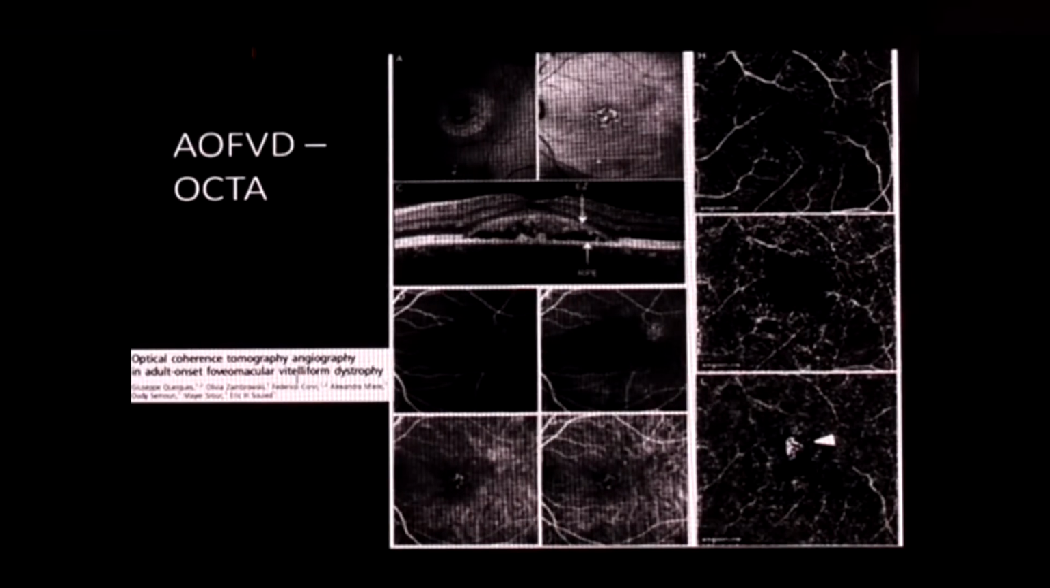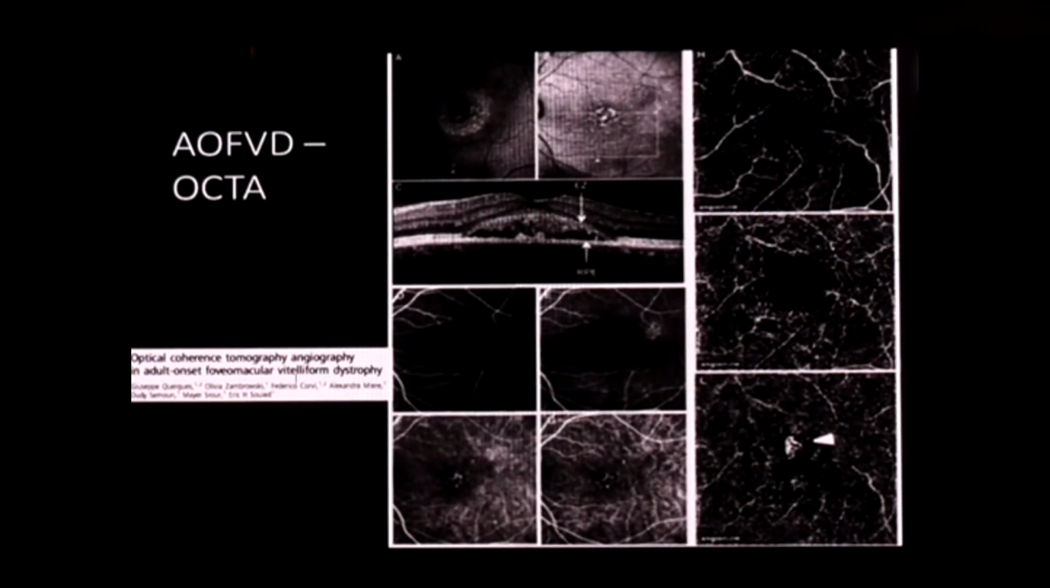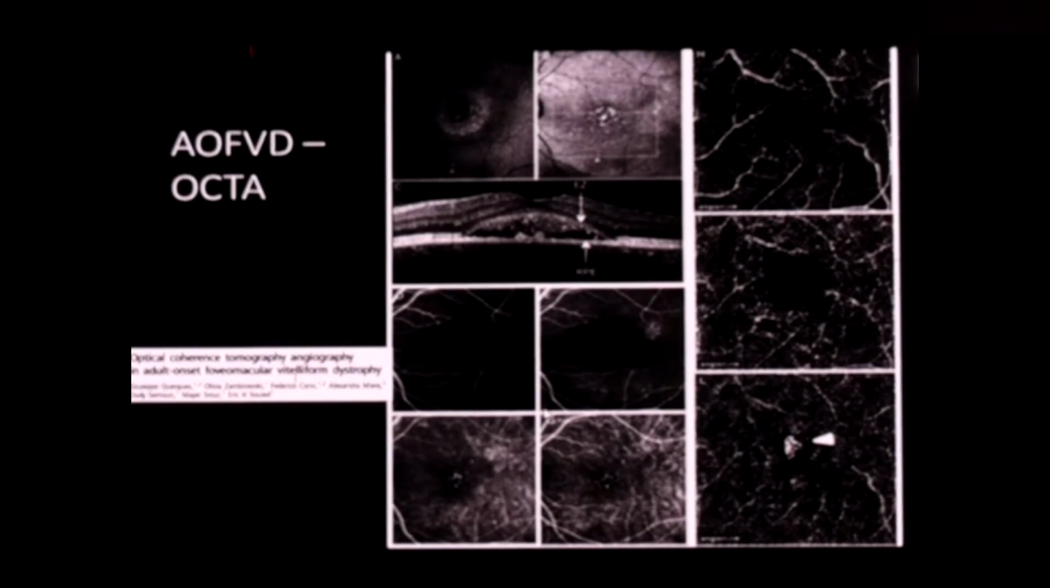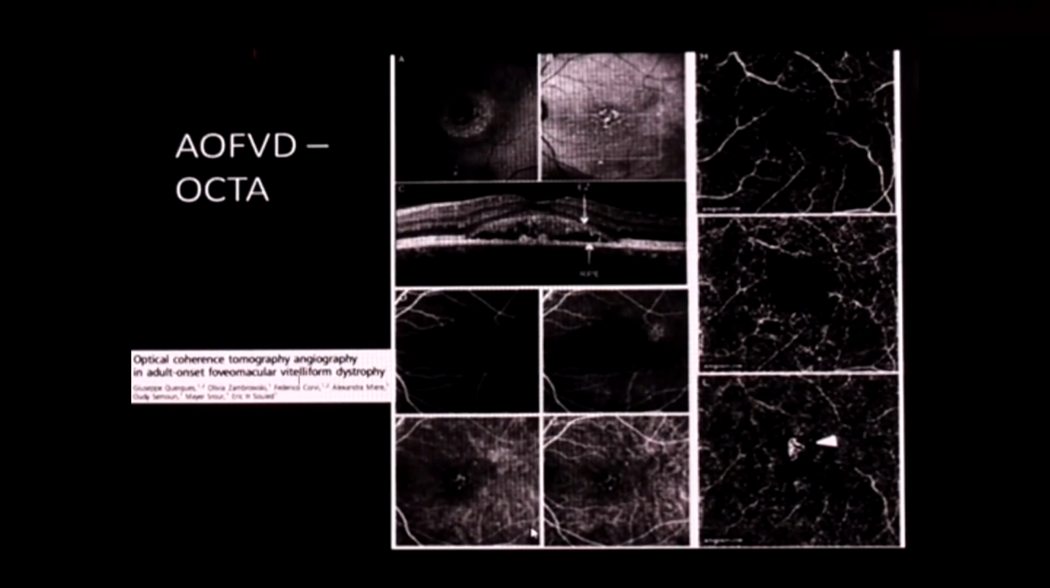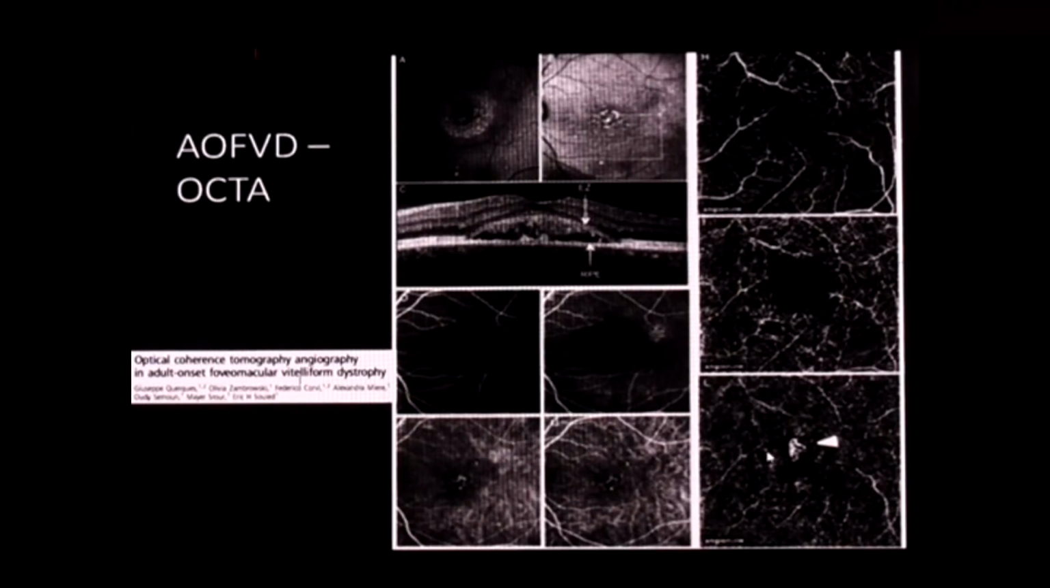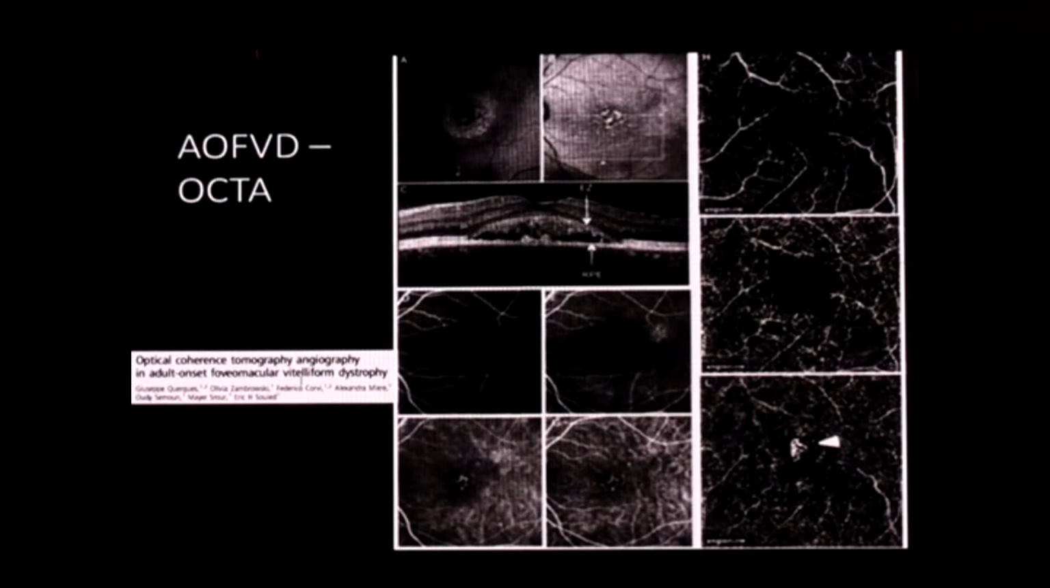OCTA can also be useful as an additional modality, as this particular case highlights, where you have the appearance of the dome-shaped lesion on SD-OCT, and on fluorescein angiography as well as on ICG angiography, there is no convincing evidence of a neovascular membrane. But as you can see on OCT angiography, there is a very clearly defined membrane. So therefore, one can use the entire spectrum of imaging modalities depending upon what you are suspecting after the initial examination.